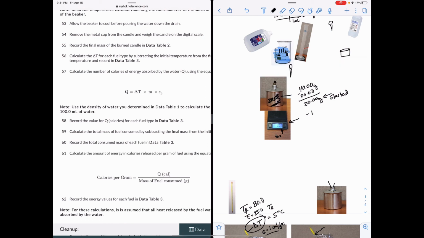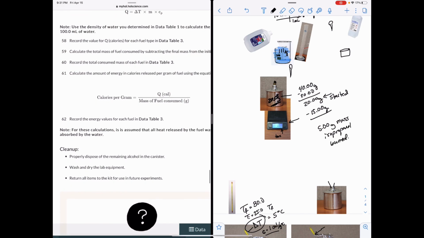So maybe it becomes, like 15. So when you subtract it, you'll get the difference. So that's how much mass of the isopropanol was burned. And then we've got the final calculation right there.